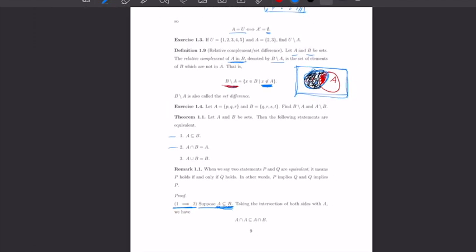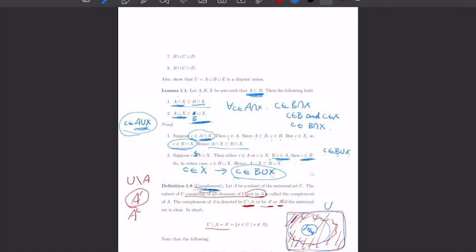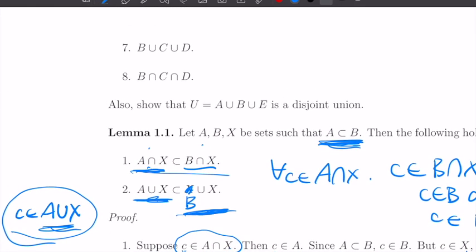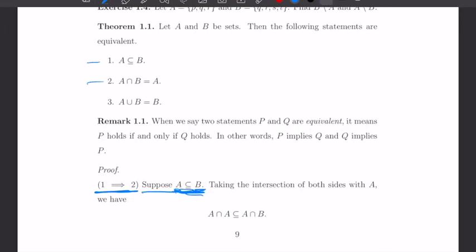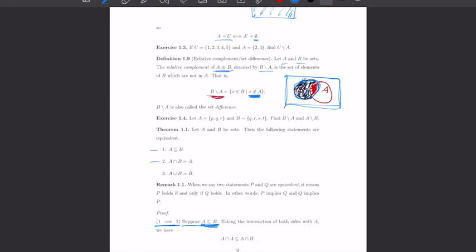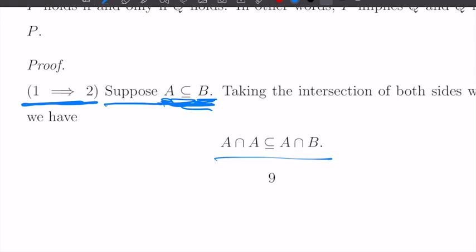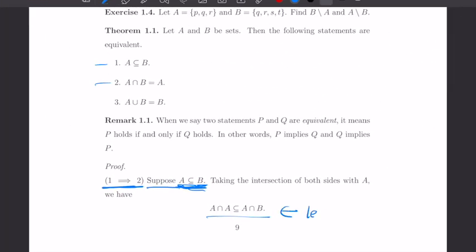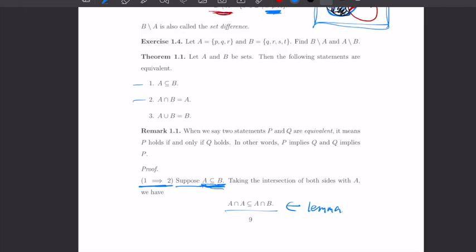Remember the previous lemma? Lemmas are used for proving theorems. So let's go back to the lemma. Look. A, B, X, and A is a subset of B. Oh, I forgot to put equal sign here, but if this is the case, this is true, right? We proved it. So let's say this X happens to be equal to A. Then that means A intersect A is a subset of B intersect A, right? That is exactly this. So this is by lemma. Right? So this is okay.